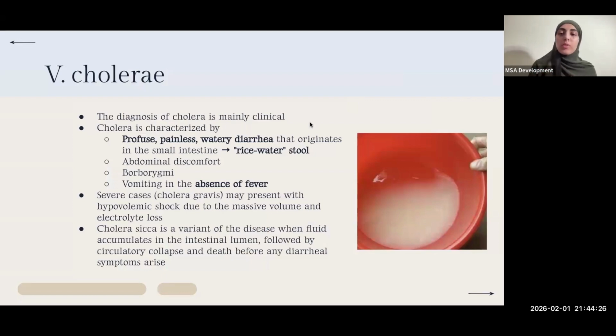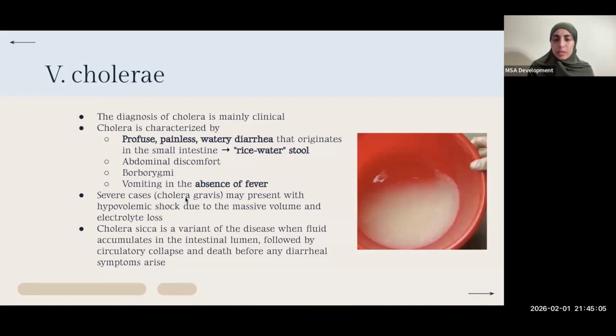Now, as we said, most of these diarrheal infections are clinical diagnosis, and this is true for cholera. You see a patient coming in with this classic picture, you would say that this is cholera, okay? The diarrhea is profuse, it's painless, it's watery, and it's referred to as rice water stool because it looks like this. If you've ever washed rice in water, the water will be full of all the starch and stuff, it will look whitish. This is how it looks, okay? They also get abdominal discomfort, increased peristalsis. They may get vomiting, but important for you to know is that there is no fever, okay? It's just diarrhea without fever.